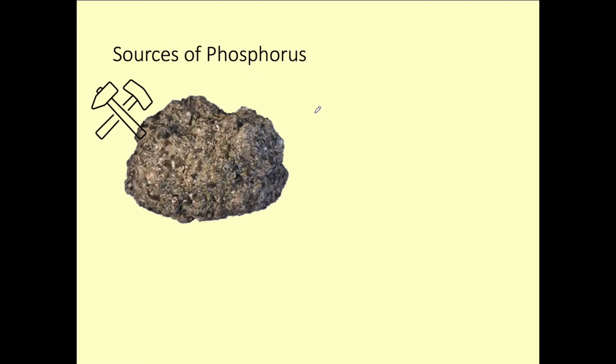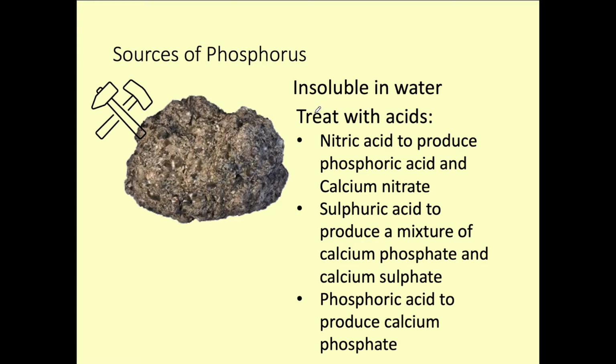So to start with, we can consider where we get our phosphorus from. So this is a phosphate rock which can be mined from the ground. This phosphate rock is insoluble in water, and so to overcome that problem, we treat it with acids. So depending on the acid that we use, we get a variety of different outcomes. So if we use nitric acid, we get phosphoric acid, but we also get calcium nitrate. If we were to use sulfuric acid, we would get a mixture of calcium phosphate and calcium sulfate.